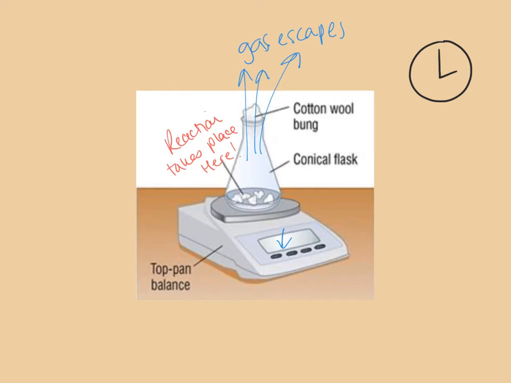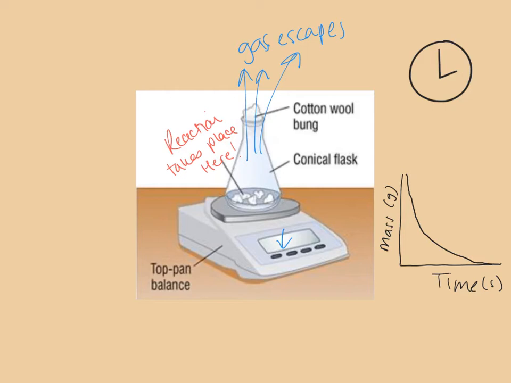And like with any rate of reaction set of data, you would expect that over time, you've got a lot of gas escaping, so the mass would be quite high to begin with, and it would start dropping quite quickly and then slow down, slow down, slow down until it stops. And that's because the reactants are running out.